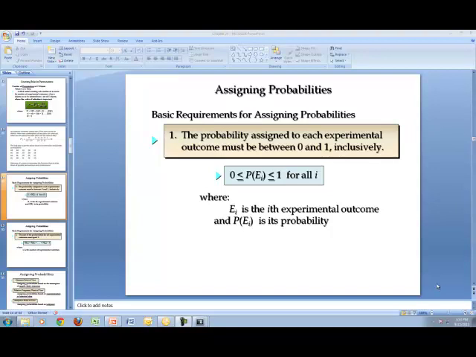Let us continue. There are two basic rules for assigning probabilities. First, the probability of each event will be greater than or equal to 0 and less than or equal to 1. That is, the range of probabilities of an event will be between 0 and 1. You cannot have a probability greater than 1, and you cannot have a probability less than 0.